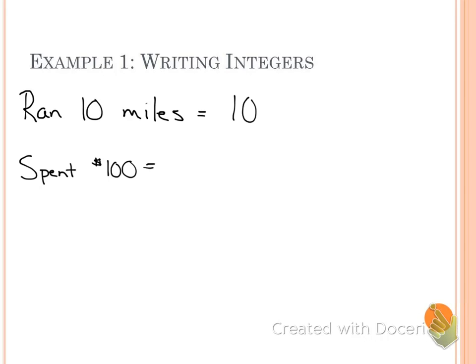That would be a negative $100 or a negative 100. What if I said that the football player had a 5-yard loss? A 5-yard loss. Would that be positive or negative 5? That would be negative 5. All right, so real world examples.